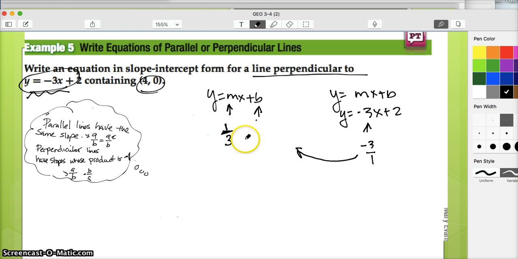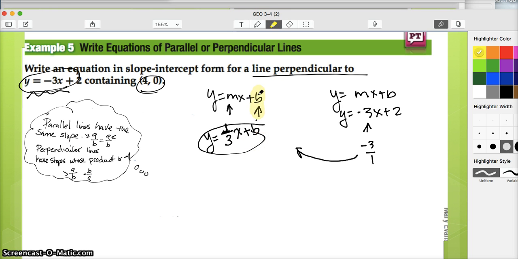All right, because 1/3 times -3/1 is going to be -1. So I got y = 1/3 x plus b. I'm almost home, people. This is my equation, almost. What's the next thing I need to find? Hopefully you're saying, yeah, b, come on, lady.